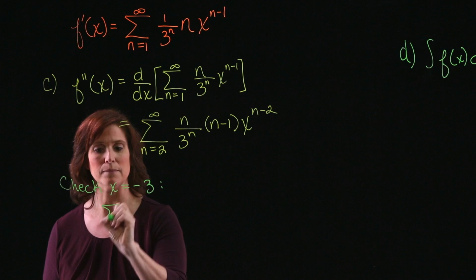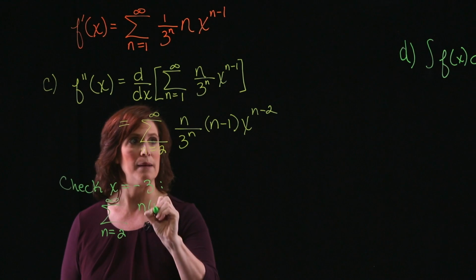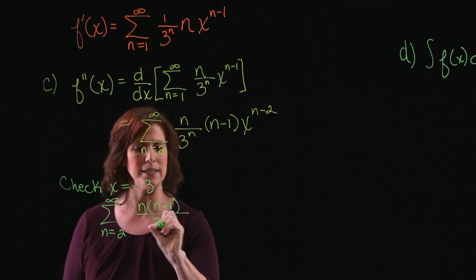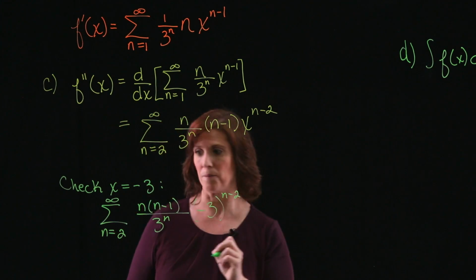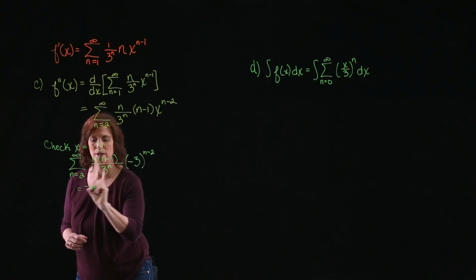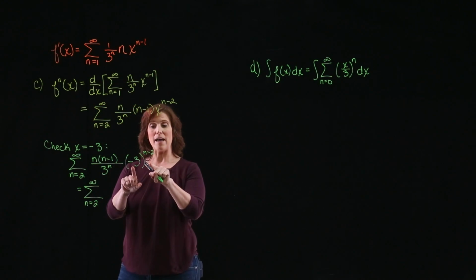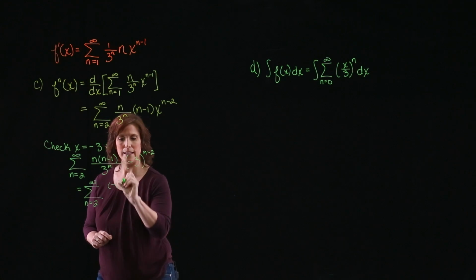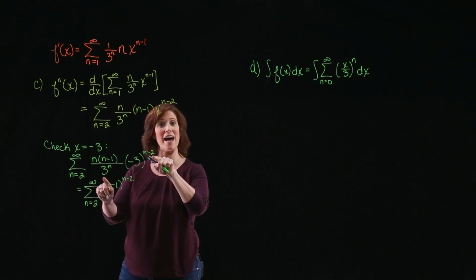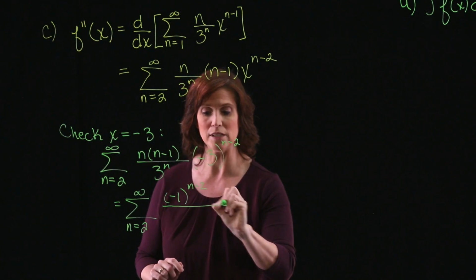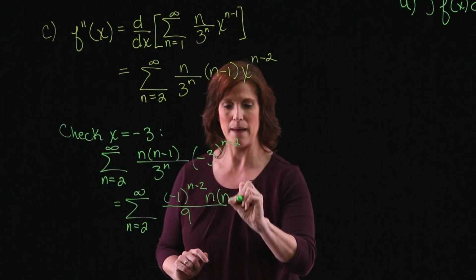My series then becomes the series from n equals 2 to infinity of n times n minus 1 all over 3 to the n times a -3 to the n minus 2 power, which is going to be my series from n equals 2 to infinity of, I've got a -1 to the n minus 2 power floating around, and then I have a 3 to the n minus 2 divided by 3 to the n. That's going to leave me with a 3 squared, or a 9 in the denominator, and then I still have my n and my n minus 1.